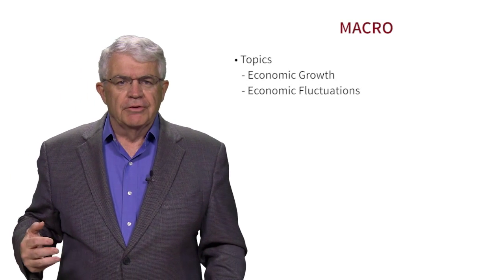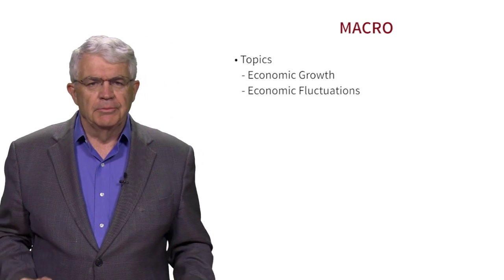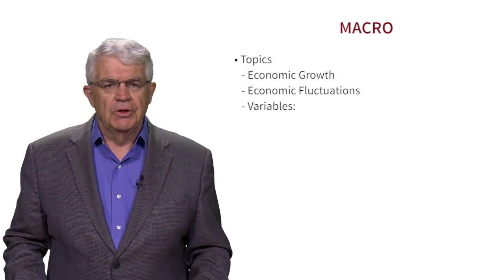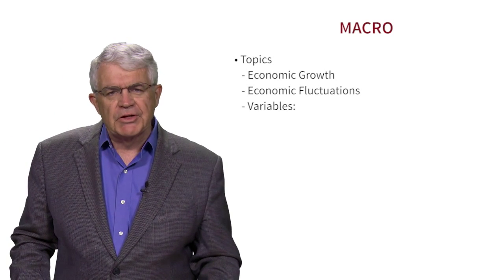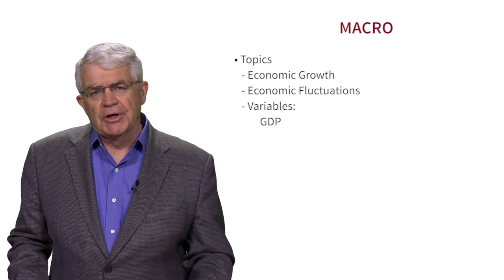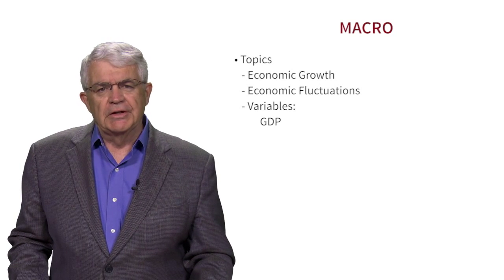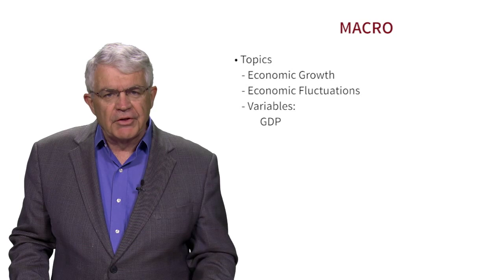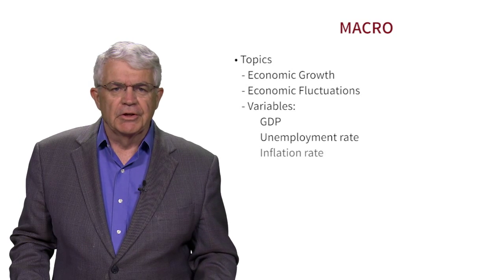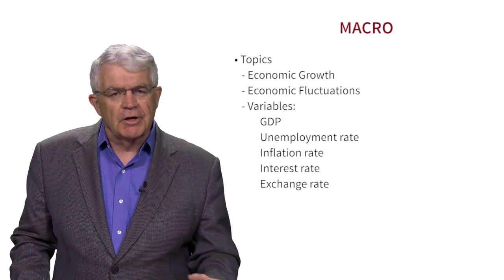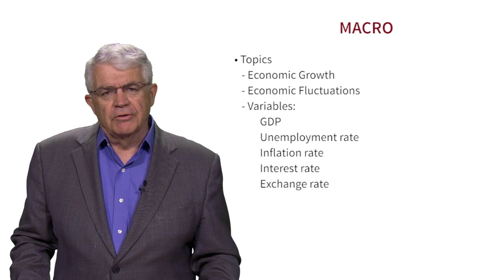When we look at the growth and fluctuations, we need to look at some economic variables. And here's a list. We're going to look at gross domestic product, GDP. We're going to actually look more carefully at this important idea today. We also want to look at things like the unemployment rate, the inflation rate, the interest rate, and the exchange rate. We want to talk about how those fit into the macroeconomy.